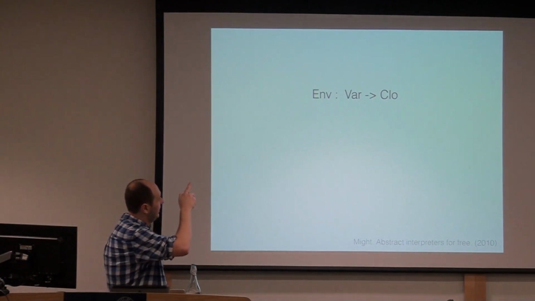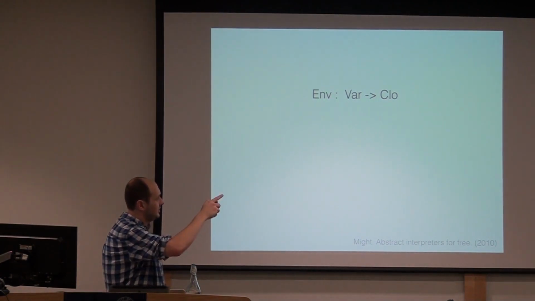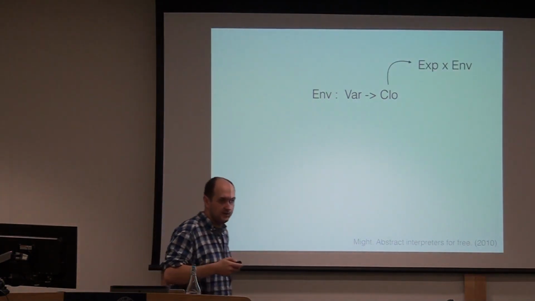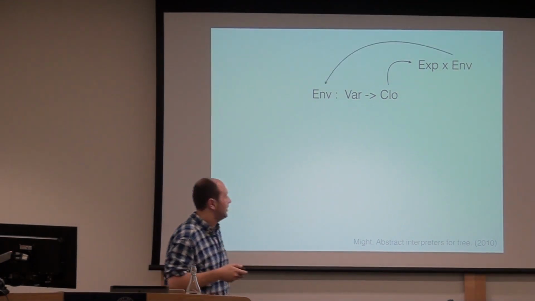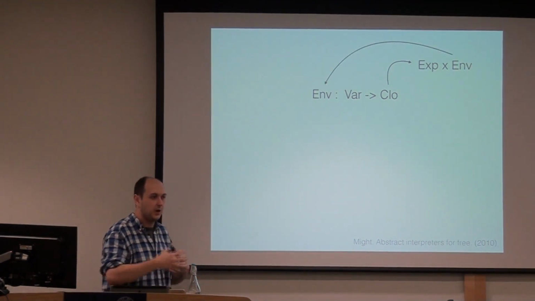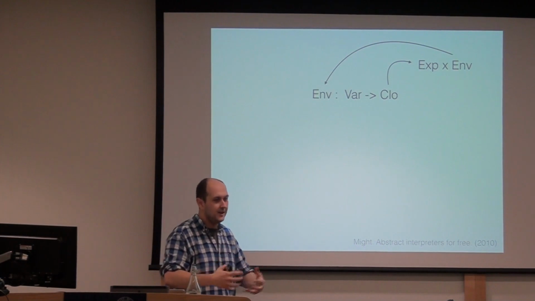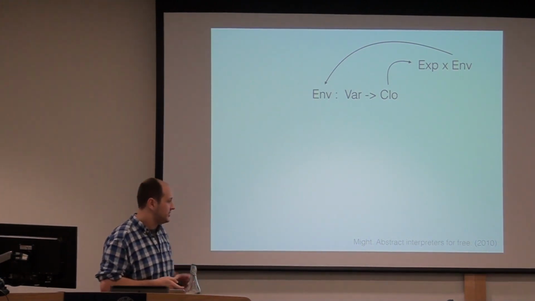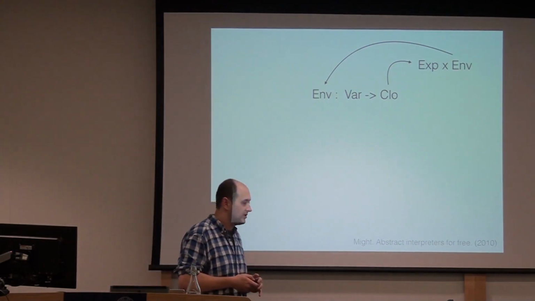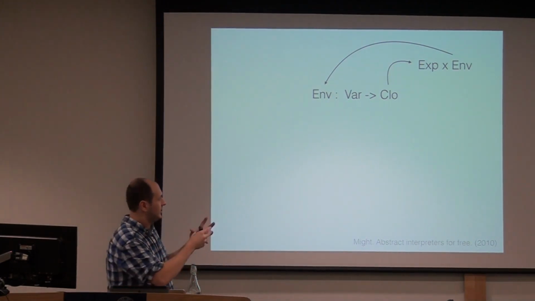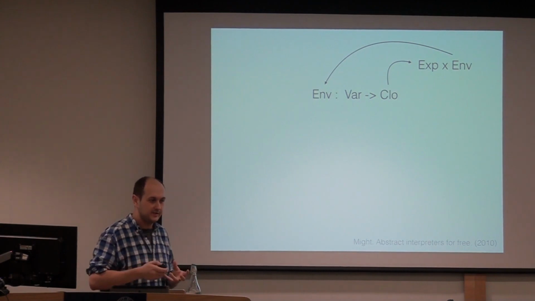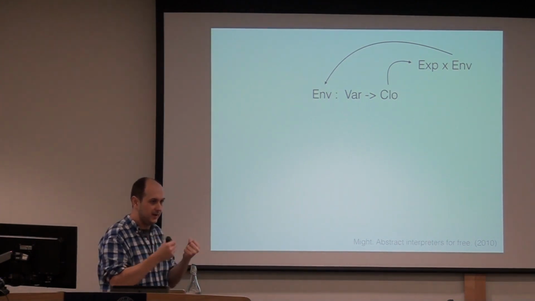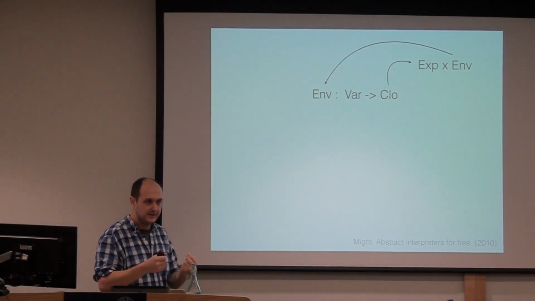We'll see that our environment maps variables to closures, and closures are expressions in environments, which in turn are maps from variables to closures. So we can arbitrarily deeply nest our environments, and we can build up new states. The strategy proposed by Matt Might in Abstract Interpreters for Free is to cut this direct recursion by introducing a store passing style transformation that gives us a set of addresses that we can finitize.